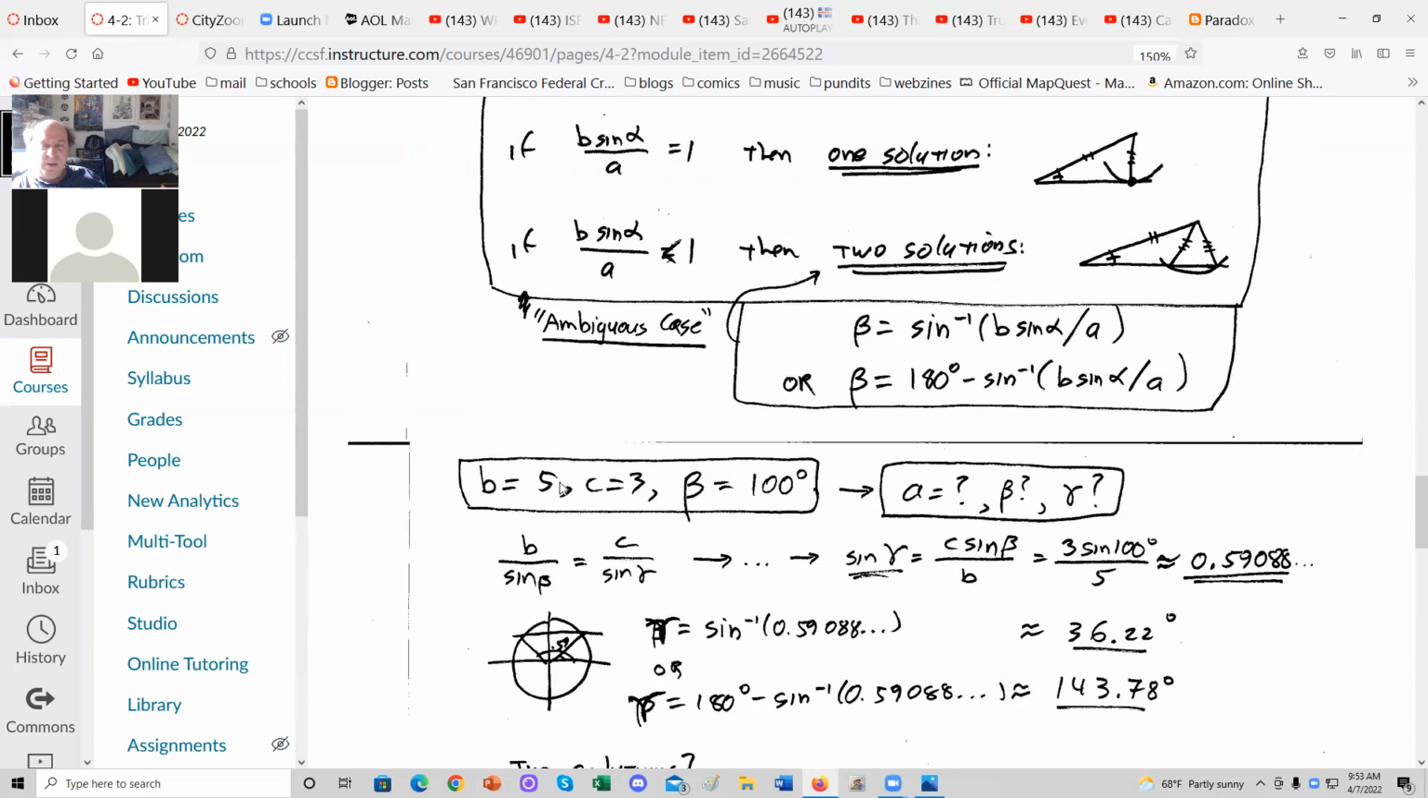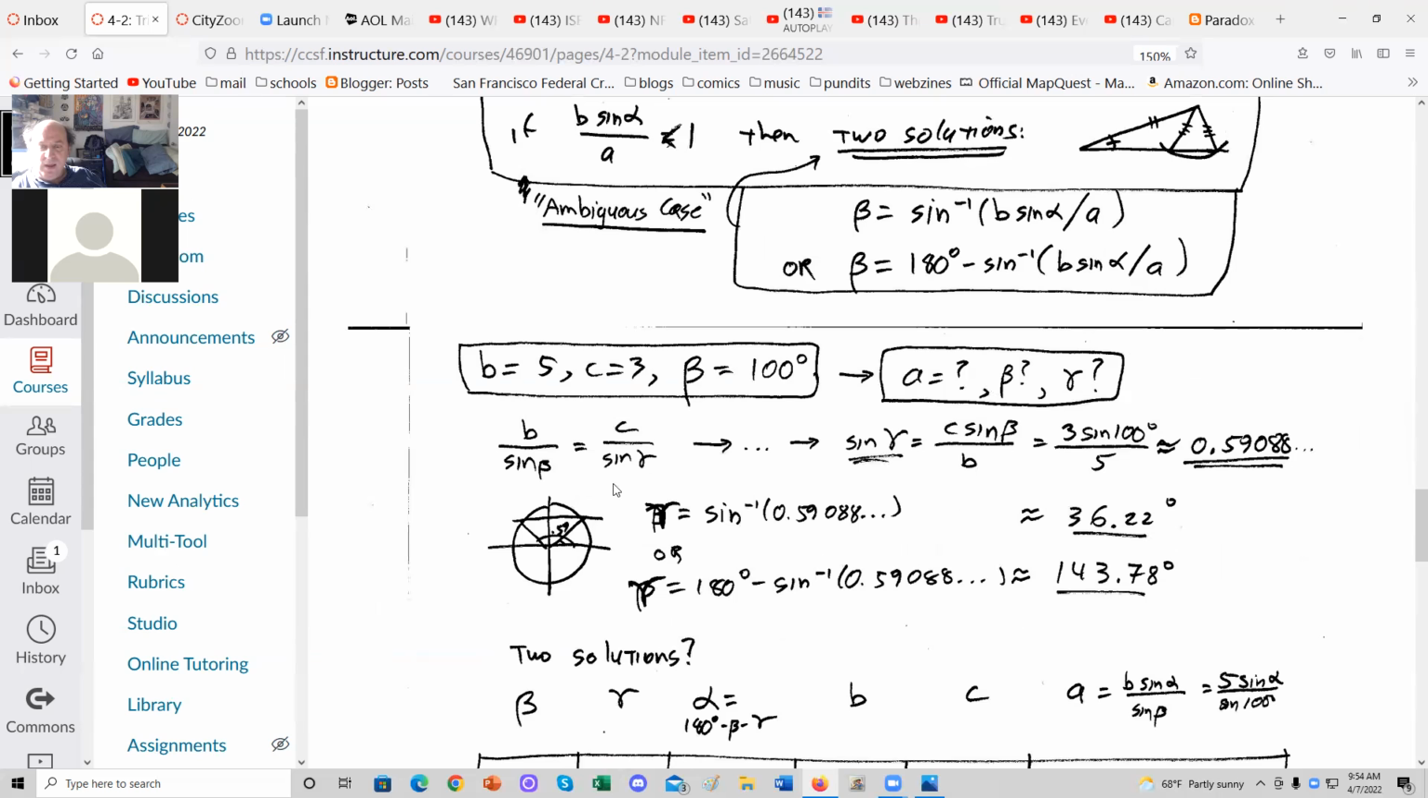So, for example, suppose B equals 5, C equals 3, and beta equals 100 degrees. What's A, what's alpha, and what's gamma? All right. We know B, C, and beta, so let's do the equation involving B, C, and beta. Gamma is the unknown. A little bit of algebra gets you that sine gamma equals C sine beta over B, all 3 of which are known. C is 3, beta is 100 degrees, B is 5: 3 sine 100 over 5 is about 0.59088. That's less than 1, and therefore there are 2 solutions.